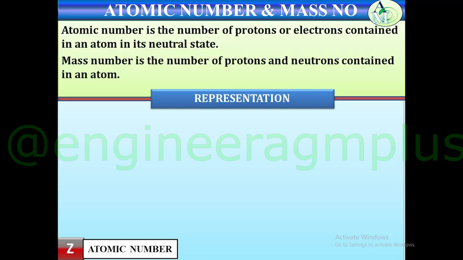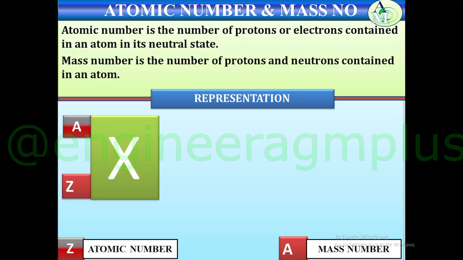Representation. Atomic number is represented by Z, while mass number is represented by letter A. Atomic number is always placed below the element, while mass number is placed up at the top of the element. Don't be confused. Atomic number is represented by Z, while mass number is represented by A, opposite. This is a neutral atom.